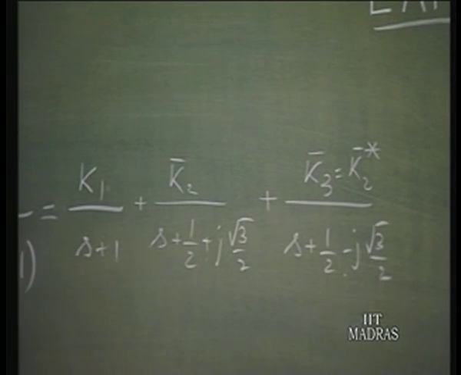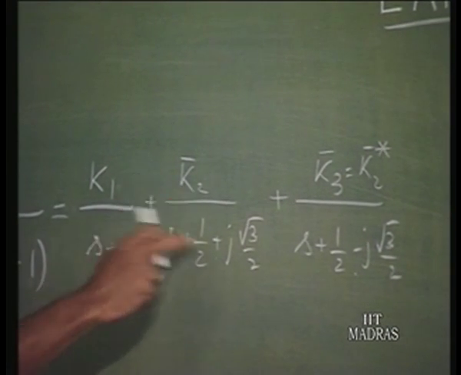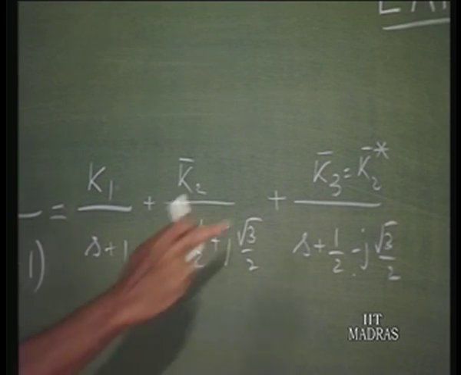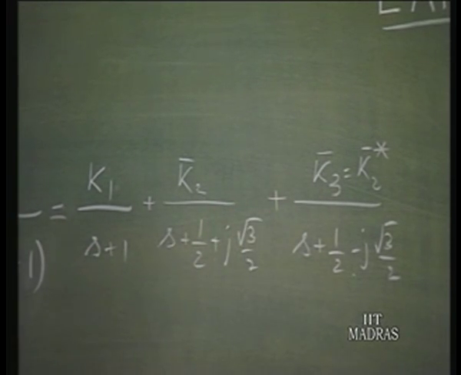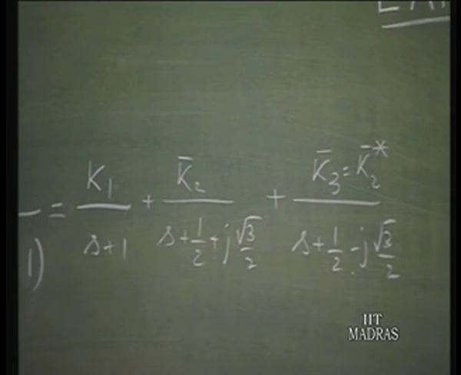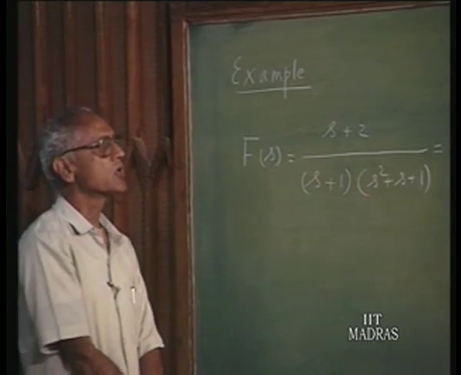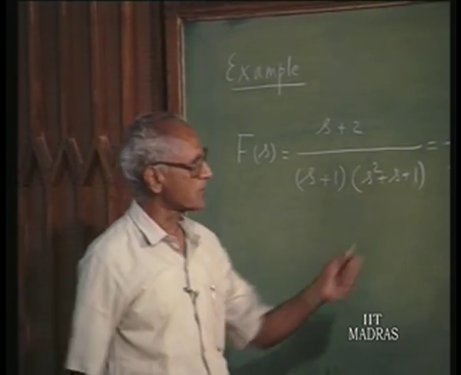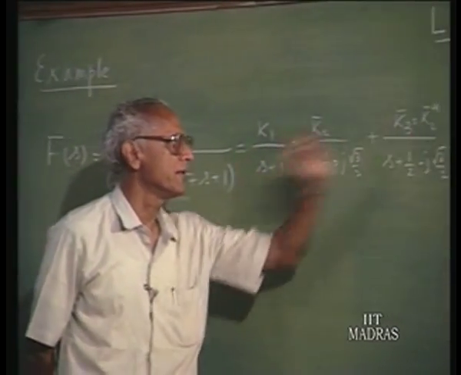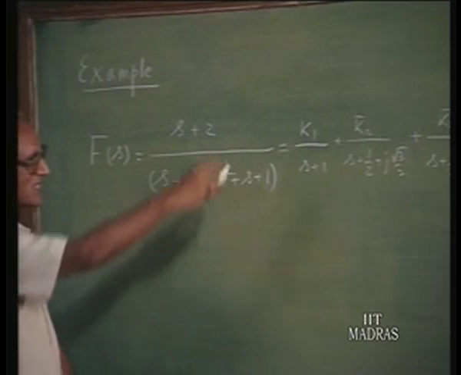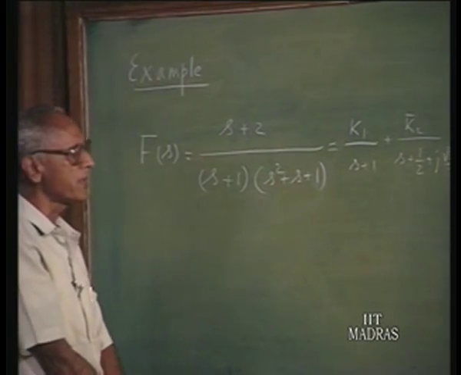So one way of handling this would be to find out the 3 residues corresponding to the 3 poles. Find K1, which is simple, K2, which is of course complex, and for K3 we don't have to spend extra time, because once you know K2, K3 will be K2 conjugate, provided the coefficients of various powers of s in the rational function are real. So once you find K2, K3 can be immediately found out. But this needs a little bit of complex algebra manipulation.